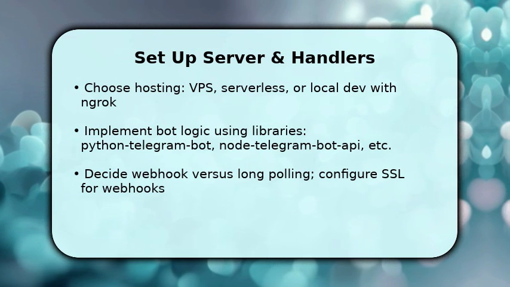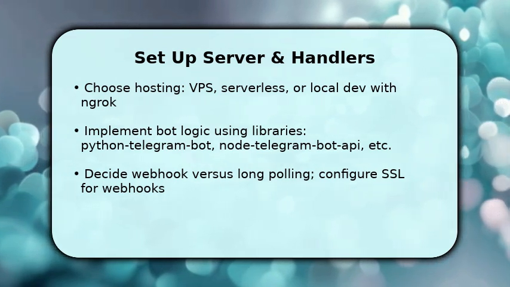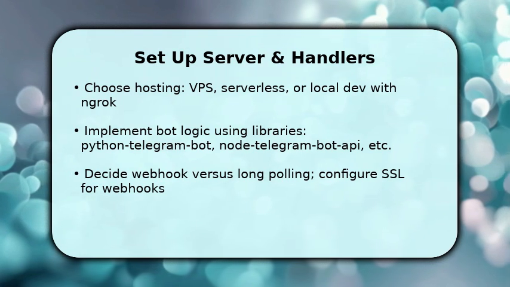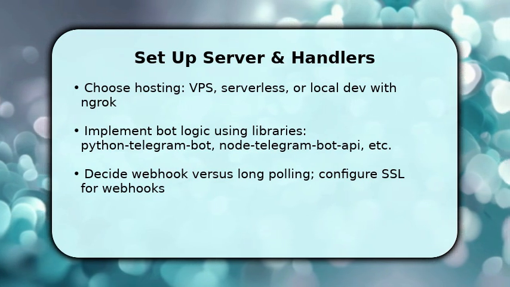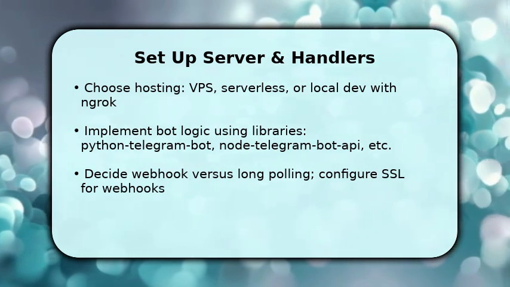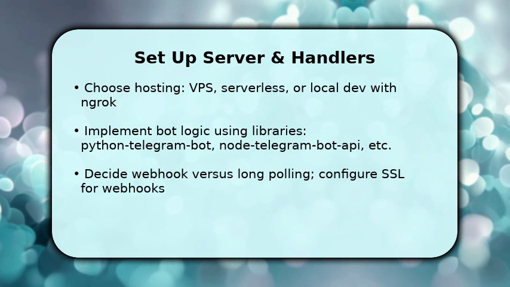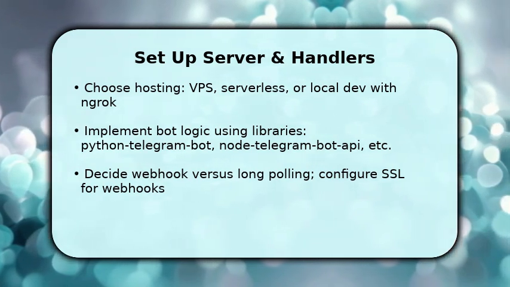If you prefer long polling, run a persistent process that calls getUpdates. Once running, implement handlers for /start, commands, and message types. Test locally with sample inputs. Also add error logging and state management, so the bot remembers context or use.